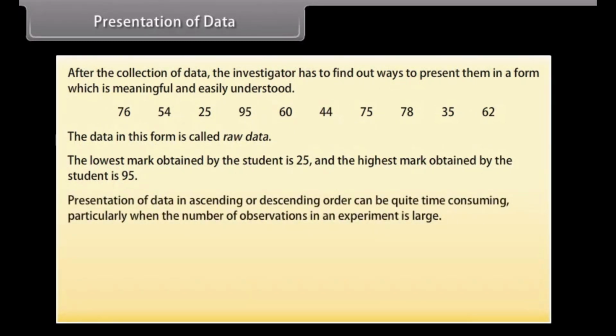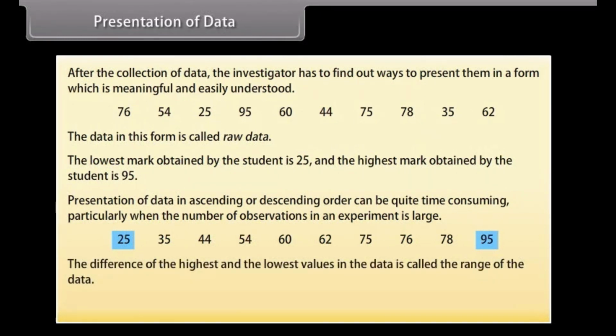Presentation of data in ascending or descending order can be quite time-consuming, particularly when the number of observations in an experiment is large. So this is the ascending order. Now we can clearly see that the lowest marks are 25 and the highest marks are 95.